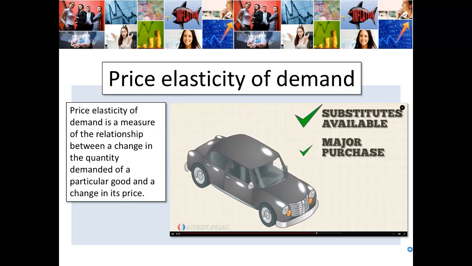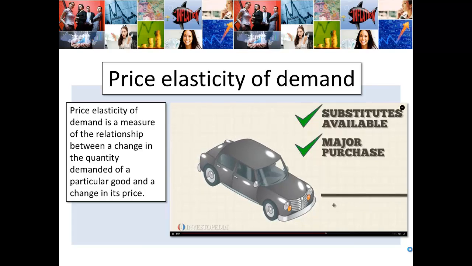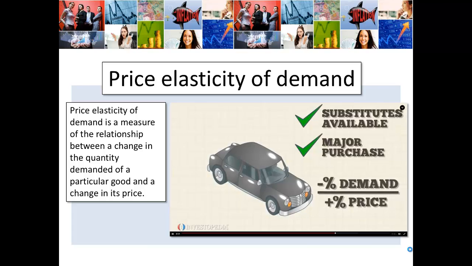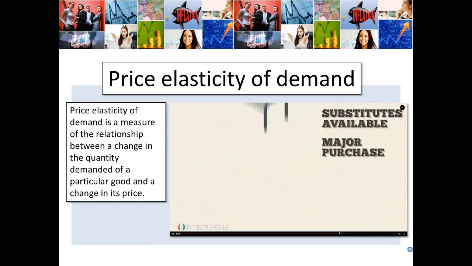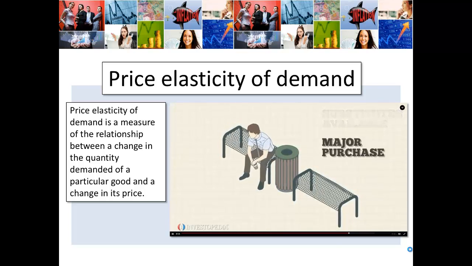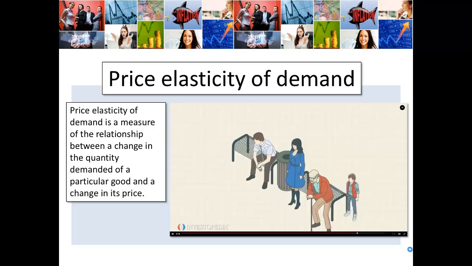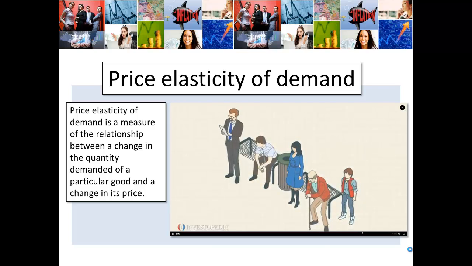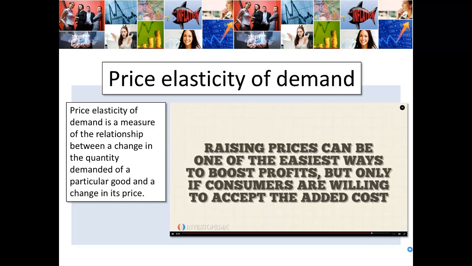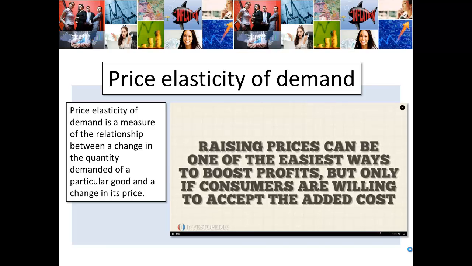A new car fits into both of these categories and therefore represents elastic demand. If an automaker dramatically increases its pricing, the customer is likely to shop different makes or hold off on his or her purchase altogether. By contrast, public transportation consumers have few alternatives. Many train or bus riders don't have a car, so moderate changes to the fare will have relatively little impact on how often they ride. Understanding how consumers value a product can be vital for any company. Raising prices can be one of the easiest ways to boost profits, but only if consumers are willing to accept the added cost.